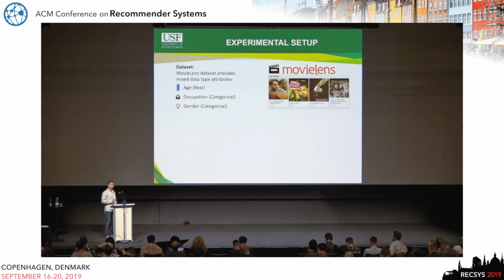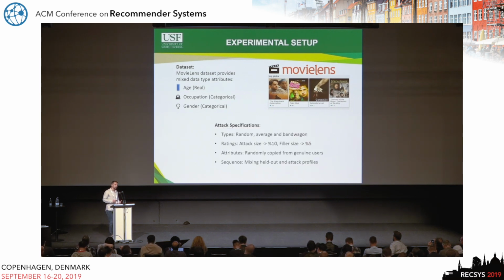To show the performance improvement, we use the LATENT dataset. The LATENT dataset has 1,000 users with three data type attributes: age, region, and gender. To generate the attack, we picked the most popular but simple 3 attack types: random, average, and filler. The attack size is 10%, and for the ratings, the size is 5%. For the attributes of each attack profile, we then vary it from genuine users.